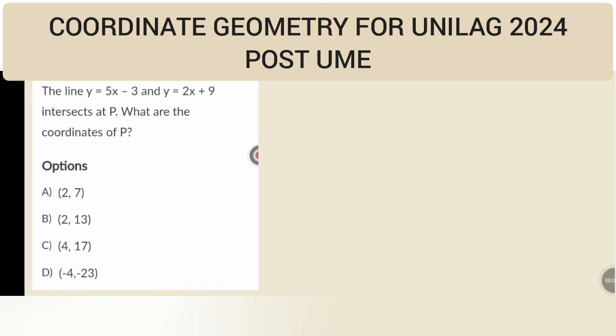For the next question, we are told that the lines y equals 5x minus 3 and y equals 2x plus 9 intersect at P.